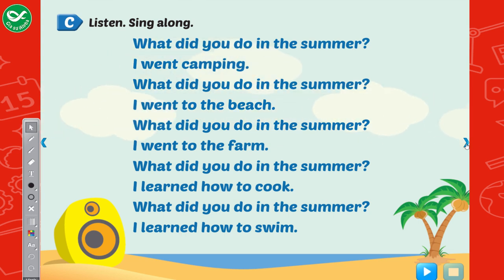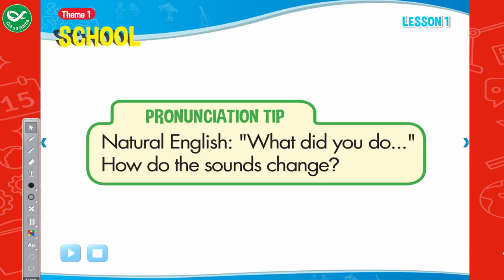Pronunciation tip. In natural English, what did you do sounds like what did you do. Listen. What did you do in the summer? Now listen again and say. What did you do in the summer?